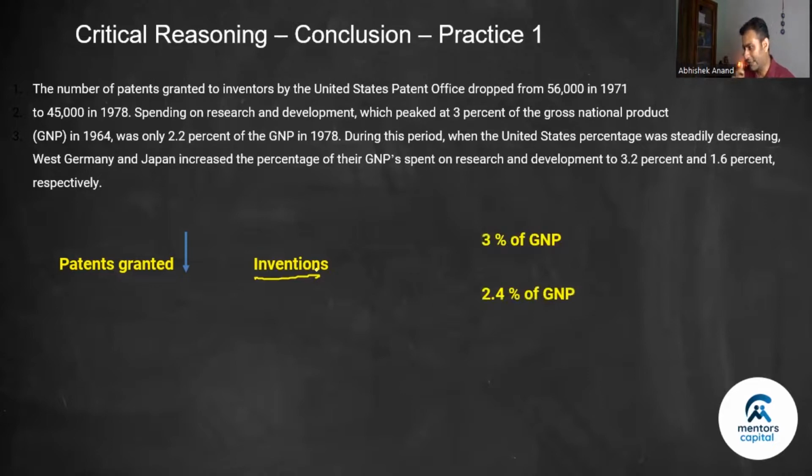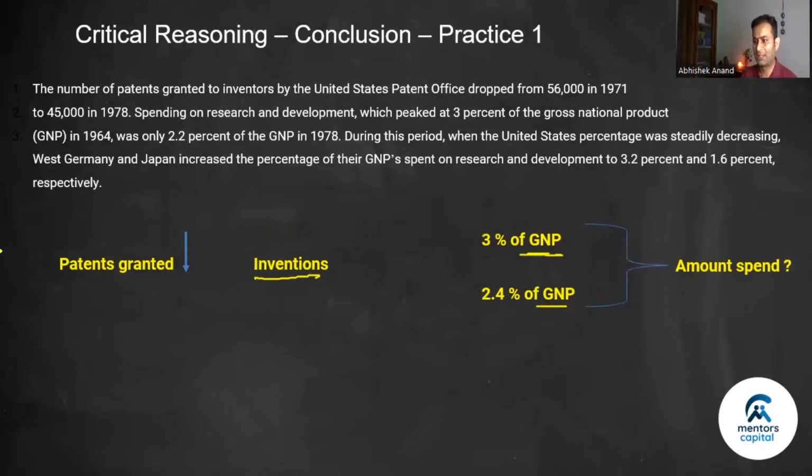Okay. Second thing, what has happened is during this stage, the percentage of expenditure of GNP has gone down. So can we conclude that the amount spent has gone down? No, we can't conclude. Why? Because we don't know the GNP.